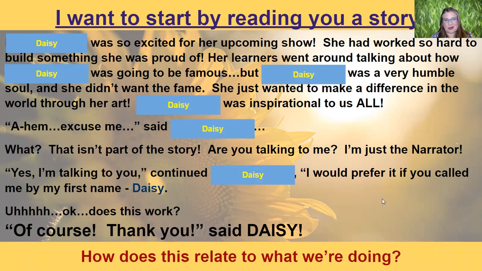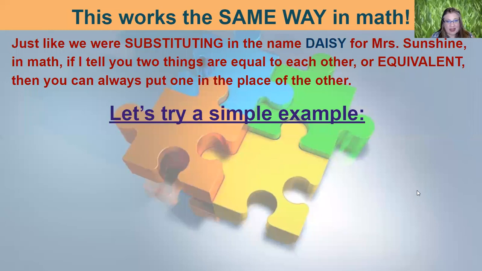Now, how does this relate to what we're doing? So first of all, thank you for bearing with me through really bad accents. But also it was important for you to recognize that all we're doing is taking two things that are essentially the same. Daisy and Mrs. Sunshine is the same person, just a different name, and we're replacing one with the other. The same is true in math. When we use the substitution method, we take two things that are equal to each other or equivalent, and we can always put one in the place of another.